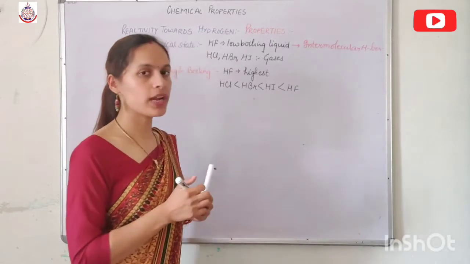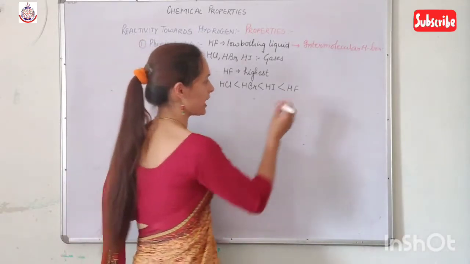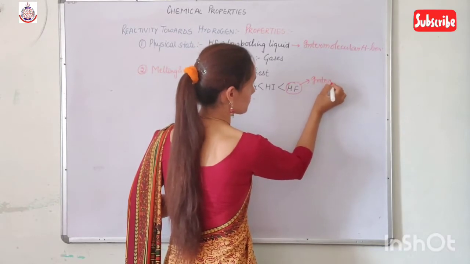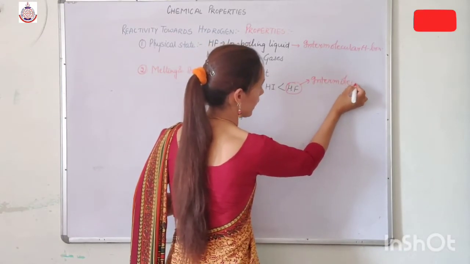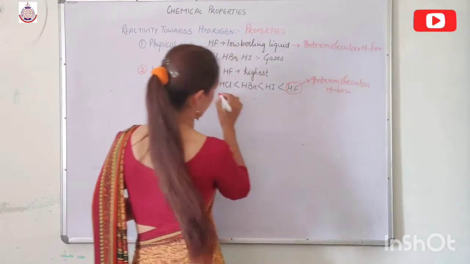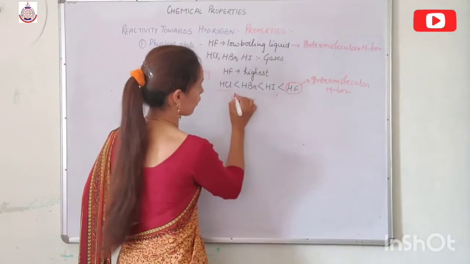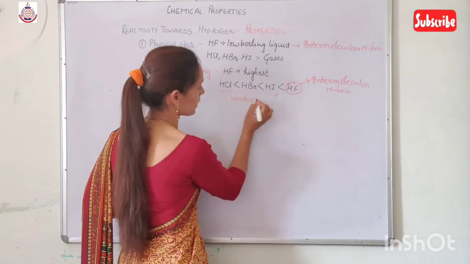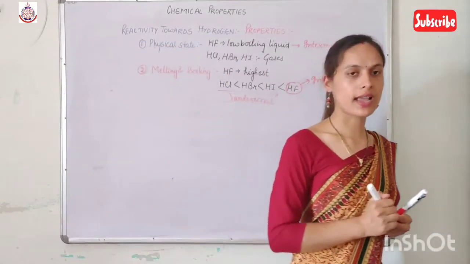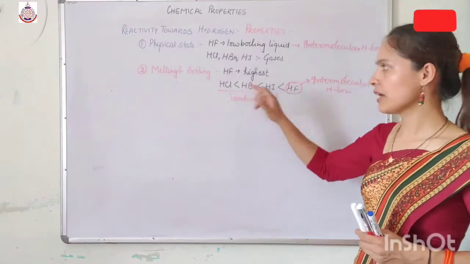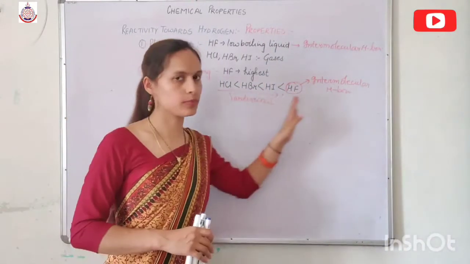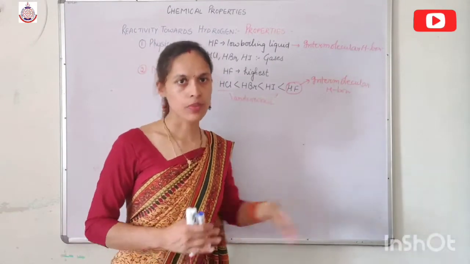So the boiling point and the melting point of HF is highest due to intermolecular hydrogen bonding, but on moving down the group, van der Waals force of attraction increases, and due to the increase in the van der Waals force of attraction, their melting point and boiling point also increases. So the sequence becomes like this.